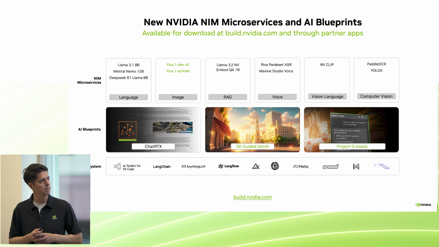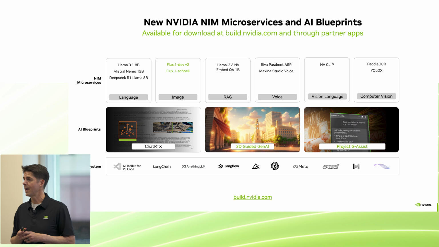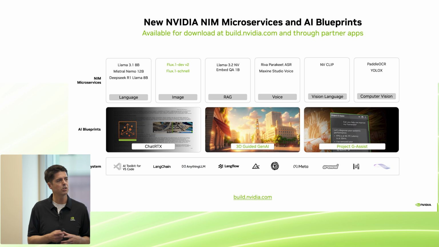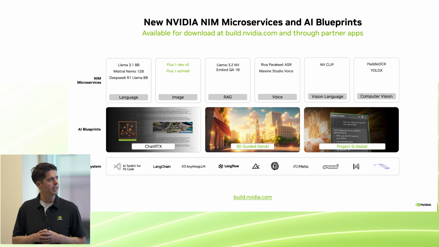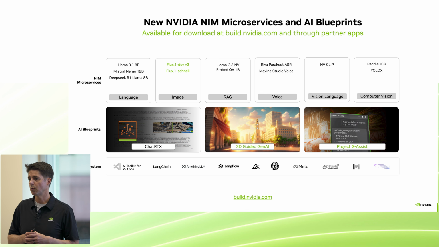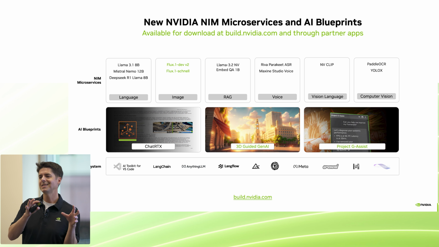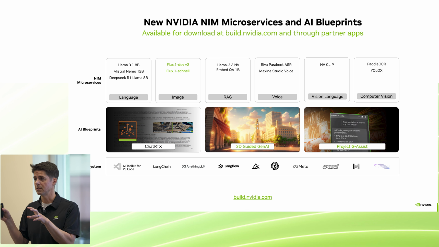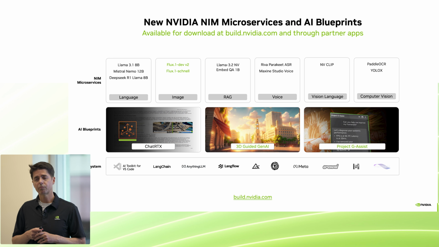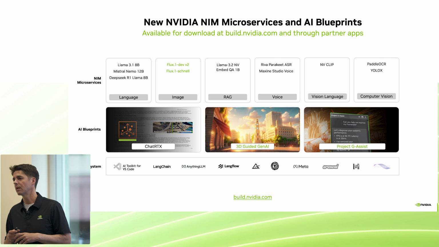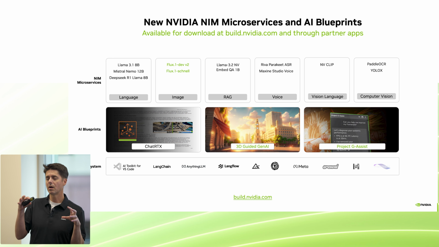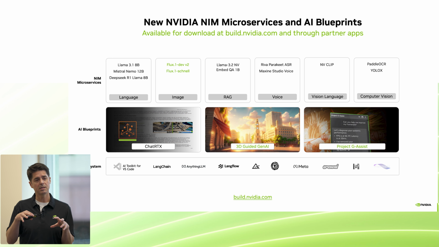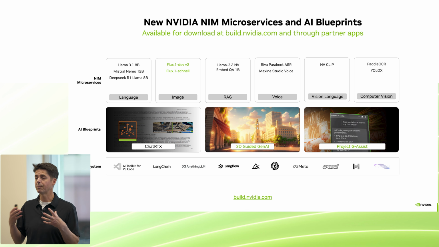So Chat RTX, you may be familiar with, is a chat app that uses RAG. It allows you to chat with your documents and your images. 3D guided Gen AI, we'll talk more in detail about this one in a minute, allows you to use 3D data to guide the content and the composition of an image that you're going to use AI to generate. And then finally, Project G-Assist. This is a blueprint that allows you to connect to an AI model that's running on your PC already and connect it to other platforms or frameworks so you can do things like tool calling or application assistant, those kinds of things.